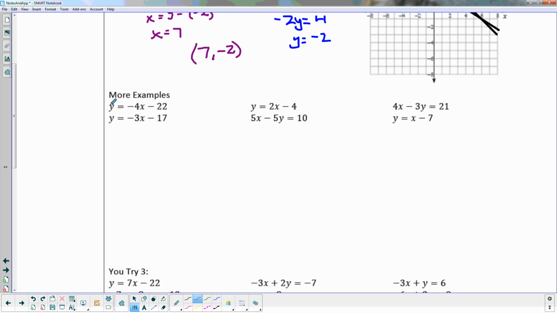So again, step 1's already done for me. I have y equals some stuff, and so I'm going to plug that into the other y. So step 1 is done. I'll say negative 4x minus 22 is equal to negative 3x minus 17. Now in solving this, I'm going to add 3x and add 22. If I add 3x, that's going to tell me I get negative x is equal to positive 5, which gives me that x is actually equal to negative 5.